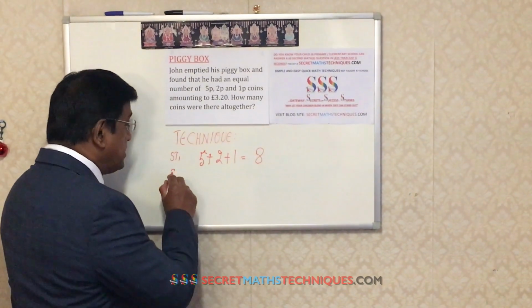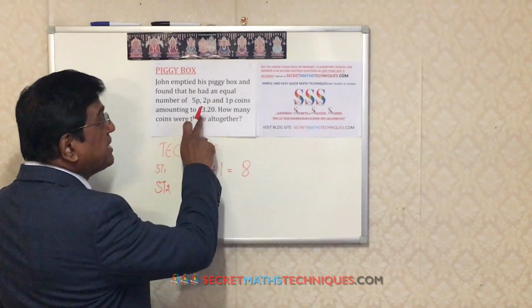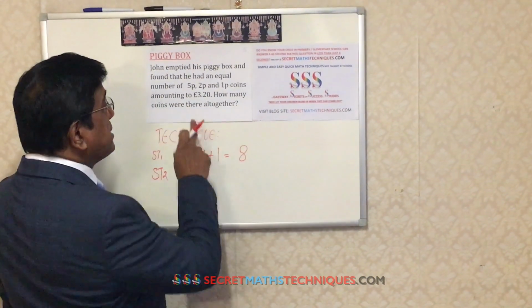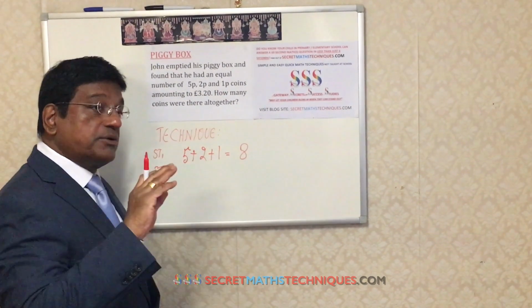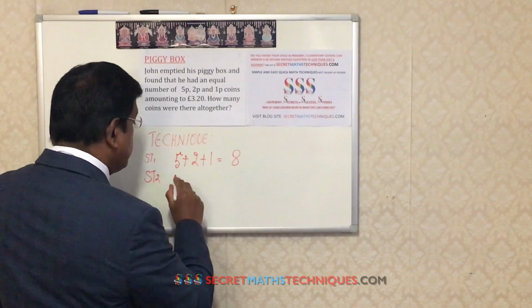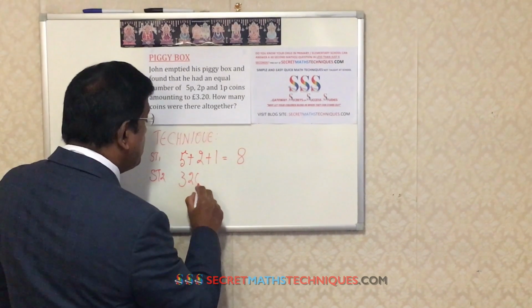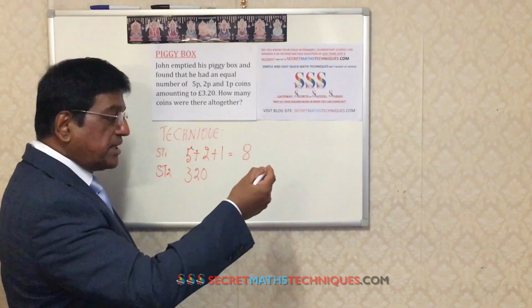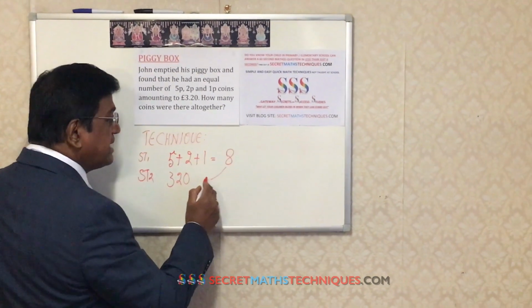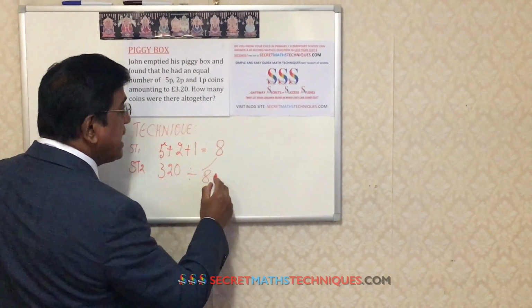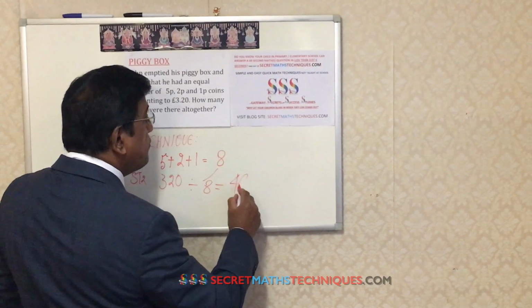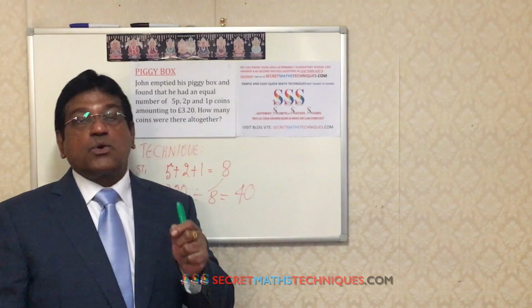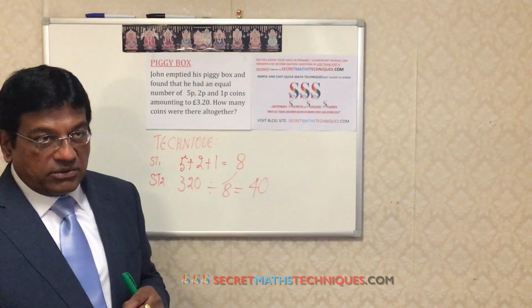Now step 2. £3.20 is 320 pence, because the denominations are in pence. I make the £3.20 into 320 pence. Then I take this and divide it by 8, and that will give you 40. Is the second step not consuming less than 1 second again for all of you?